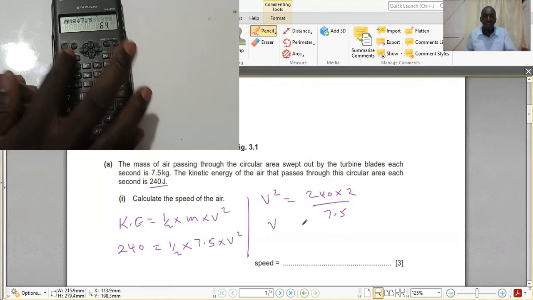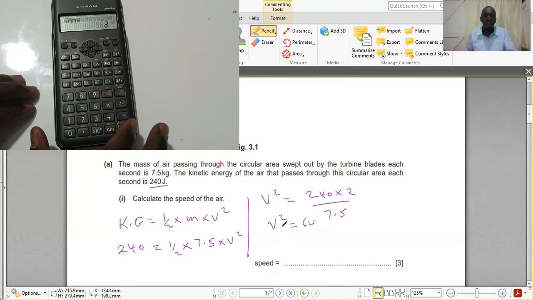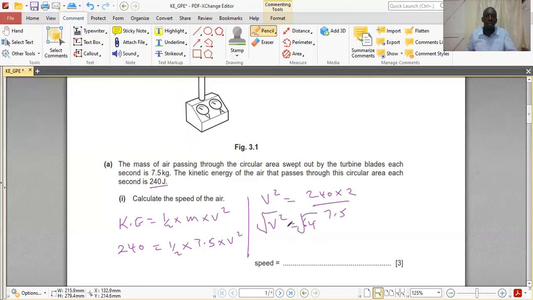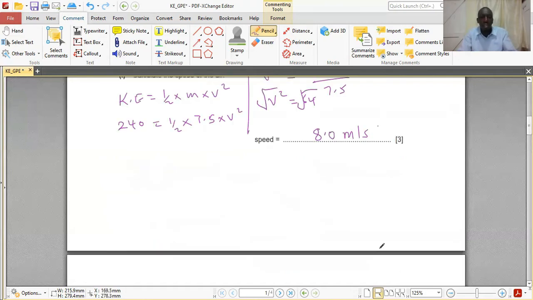So v squared is 64, and that means we find the square root on both sides. The square root of 64 is 8. So into two significant figures, this will be 8.0 meters per second. And that will be awarded 3 marks.